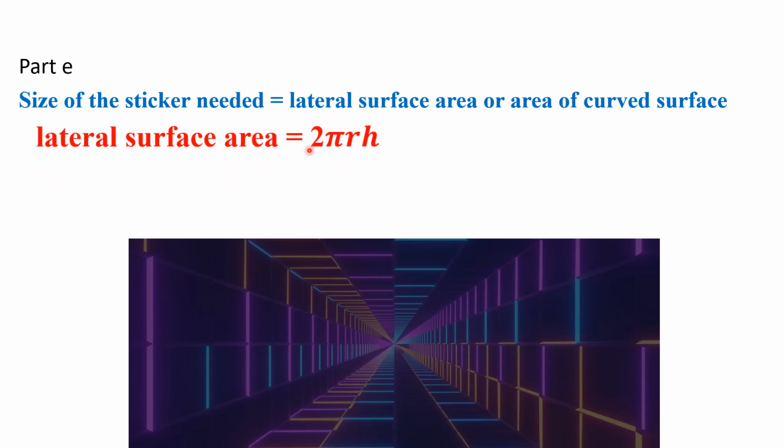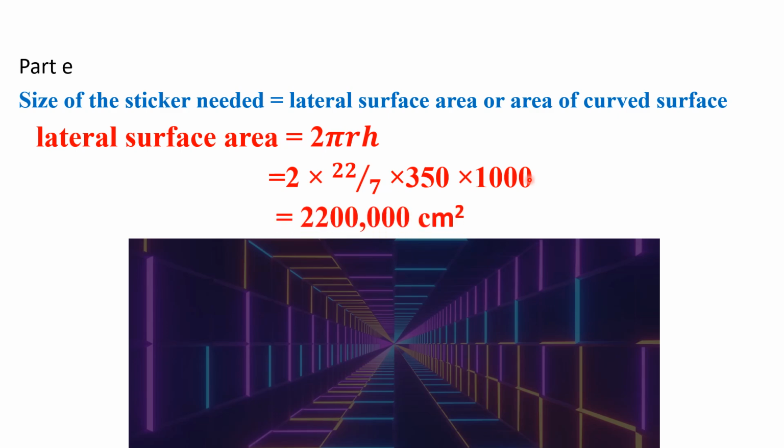So here the lateral surface area is equal to 2 pi r h. Remember the rectangle, where the length becomes the circumference of the circle, and the width becomes the height. Then we have here pi as 22 over 7, then our radius is 350, and our height is 1000. But all these are in centimeters. And here we get our answer as 2,200,000 square centimeters.